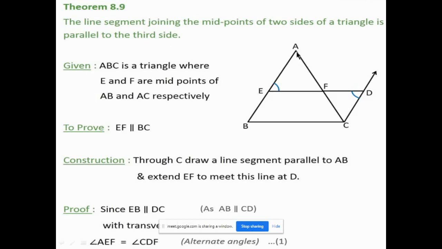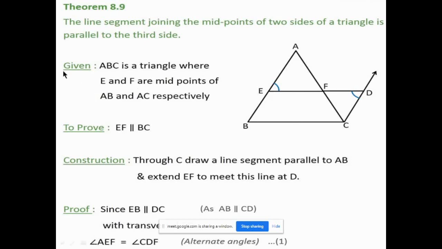So we have a triangle ABC in which E is the midpoint of side AB and F is the midpoint of side AC. On joining these two midpoints E and F, we get a line segment EF. Now, as per the statement of this theorem, we have to show that this line EF is parallel to side BC of this triangle ABC.